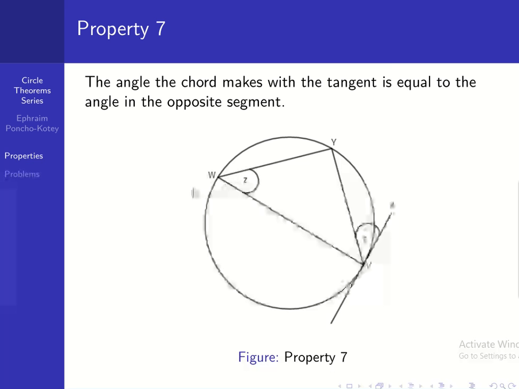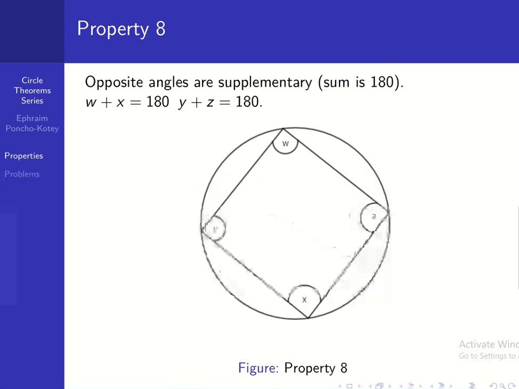Now let's go to the final property. With the final property, we have that it's just like the earlier one we did in property 3. This is a cyclic quadrilateral. Opposite angles sum up to 180. So z plus y sum up to 180. W plus x sum up to 180. And so we can say that opposite angles are supplementary, just like the first one. So this is just an extension of property 3. Now let's solve a few examples.